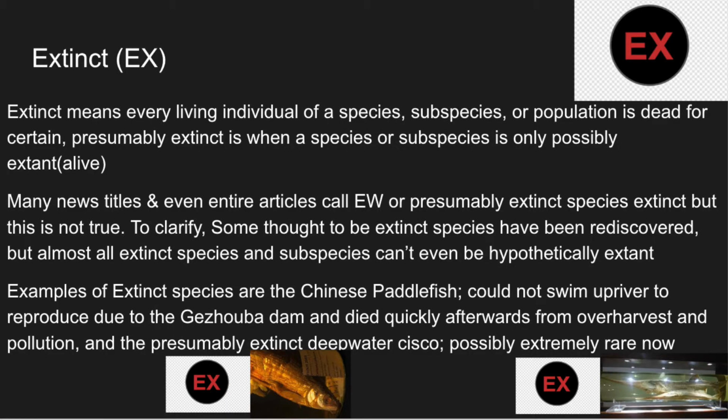Extinct means that every living individual of a species, subspecies, or population is certainly dead. Presumably extinct means when a species or subspecies is only possibly extinct. Many news articles, even the title of this section, will call extinct in the wild and presumably extinct species extinct. But this is not always true. Yes, some thought to be extinct species have been rediscovered, but almost all extinct species can't even be hypothetically extant.